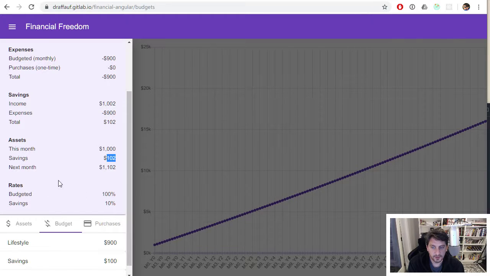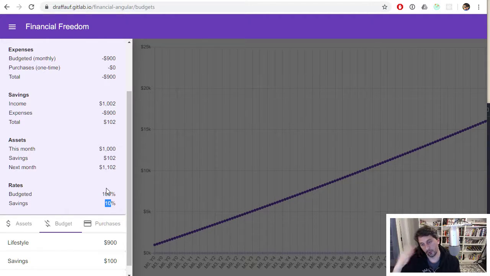And then here you can see these are just some useful rates to keep an eye on. So 100% of earned income is budgeted, which is good. That means we're doing a zero-based budget. Every dollar is going somewhere. And then here we've got a savings rate of 10%, which makes sense because we took 10% of the paycheck and put that into the savings account. So this is an example where this report's really easy to understand.